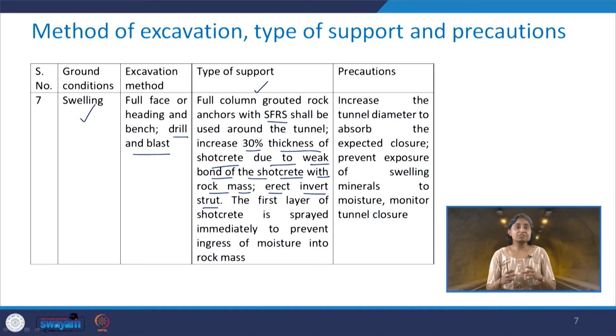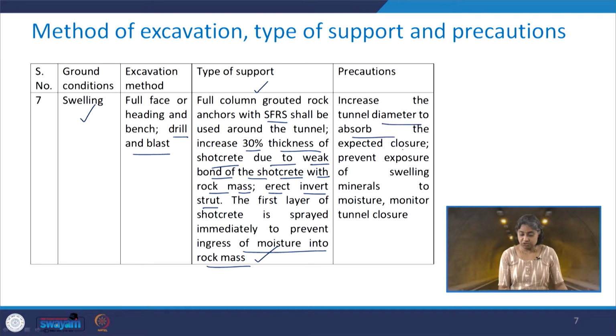Why? Because in case of the swelling condition, once the rock mass is exposed to water, it expands in volume, and that is not desirable. So, immediately upon excavation, the first layer of shotcrete is sprayed to prevent the ingress of moisture into the rock mass. Now, the precaution that one must keep in mind is to increase the tunnel diameter to absorb the expected closure, then prevent the exposure of swelling minerals to moisture, and one must monitor the level of tunnel closure.